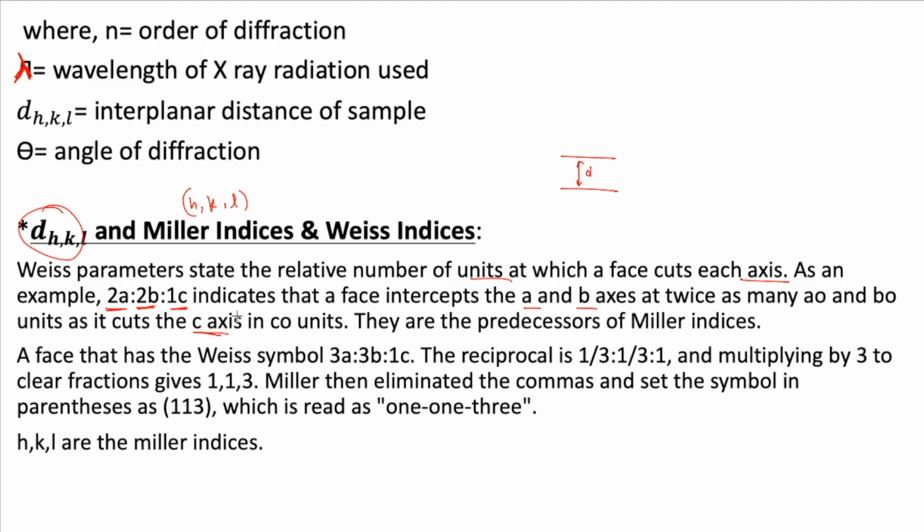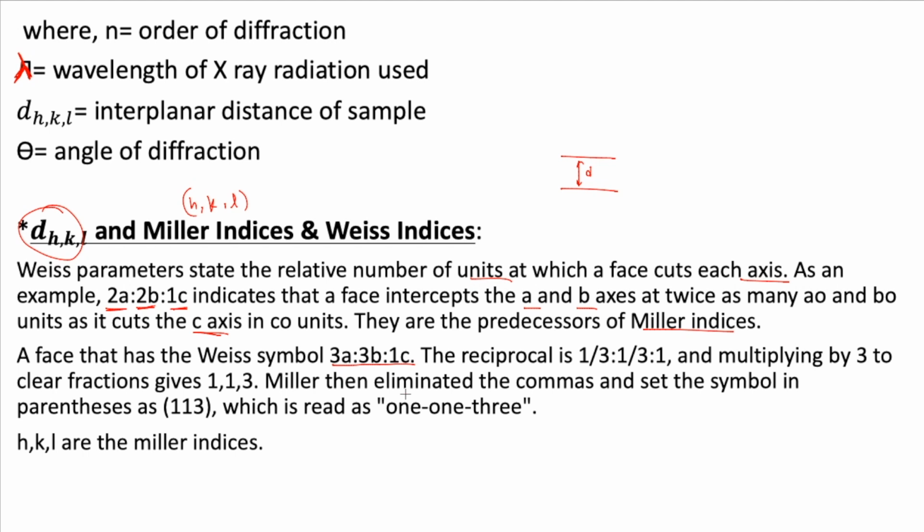So if you have A, B and C axes, and the plane cuts the A and B axes twice as far as the distance on the C axis, then that is given as 2A, 2B and 1C. They are the predecessors of the Miller indices. Now the plane with the symbol 3A, 3B and 1C means it is going to cut the A axis and B axis thrice as far as it cuts the C axis at a particular distance. Okay, so they can be represented in this way.